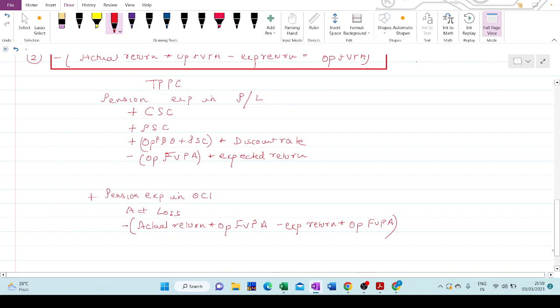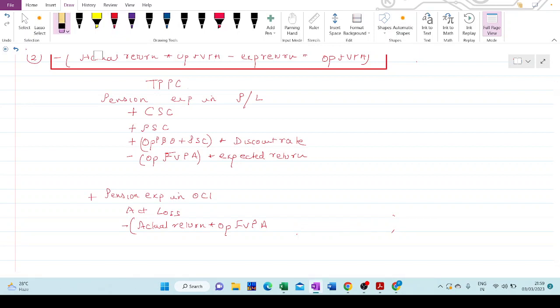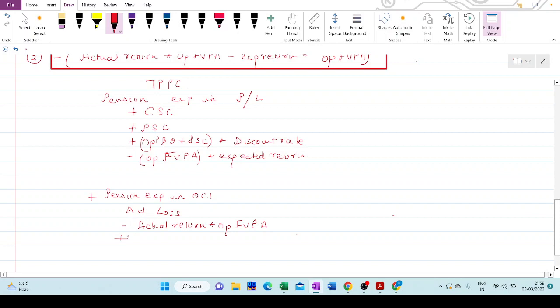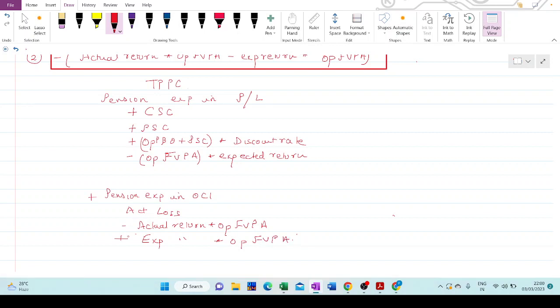Opening FVPA. Now, guys, this term I can rewrite as follows. Guys, can I write it in this fashion? If I open the brackets, I can write it as minus actual return into opening FVPA plus expected return into opening FVPA. Guys, can I write it in this fashion? Are we good? Guys, are we good or not?